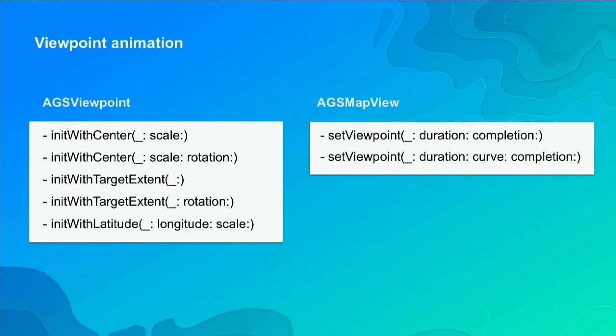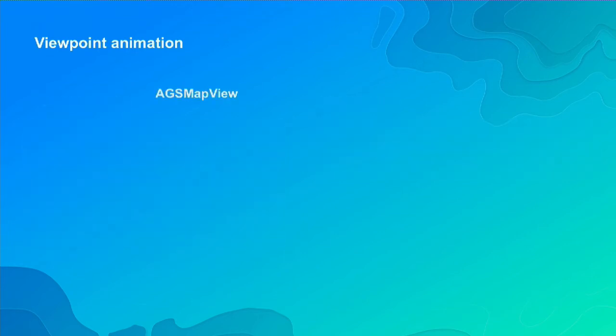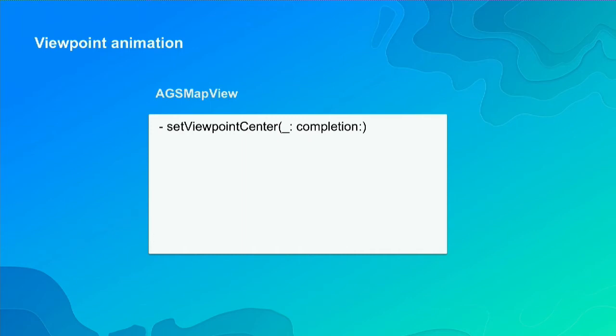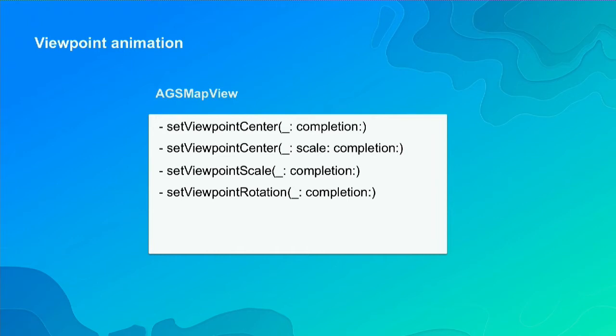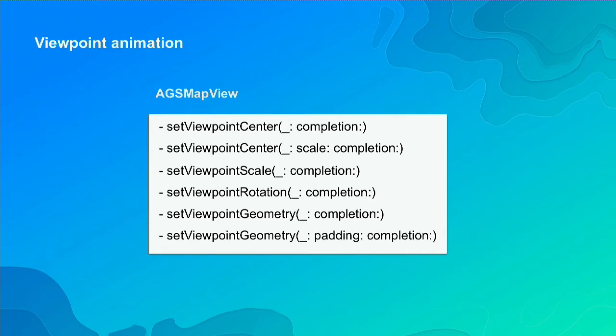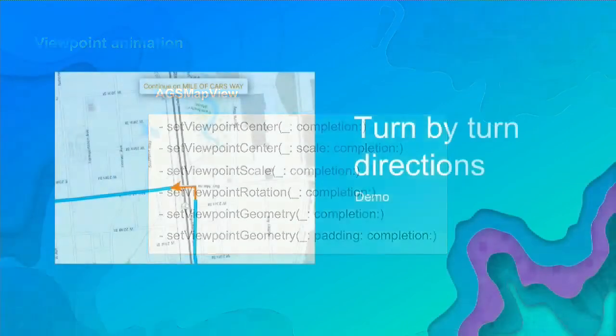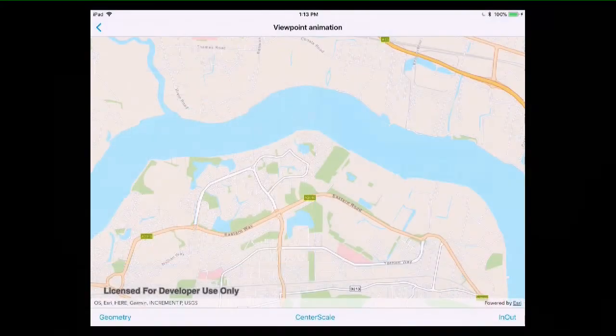In addition to just doing a linear animation, the runtime actually has a bunch of different animation curves you can use. So if you want to start off slow, then speed up, and then slow down at the end of the animation, that's encompassed in the set viewpoint methods that include a curve. There are a few other convenience methods on map view so that you don't actually have to create a viewpoint before calling set viewpoint. So you can just animate to a center point, or set the scale in a center point, or change the rotation only, or jump to a geometry. With a completion method, that's going to be an animated thing, of course. So all of these convenience methods will help out. So let's jump into another demo and see that in action.